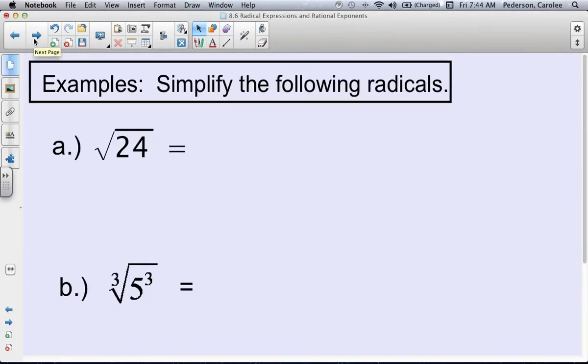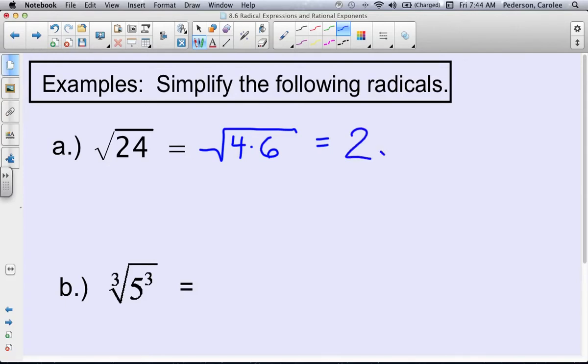Here's just a review of an example that we did where we take the square root of 24. And how we break that down is we think about what type of multipliers multiply to 24 that we can maybe find a perfect square. So if I reduce 24 by 4 times 6, and then I notice that the square root of 4 is 2. So our final answer then would be 2 square roots of 6.